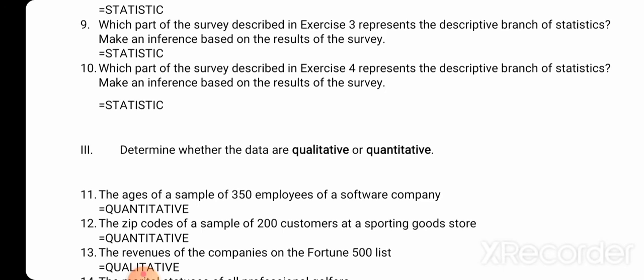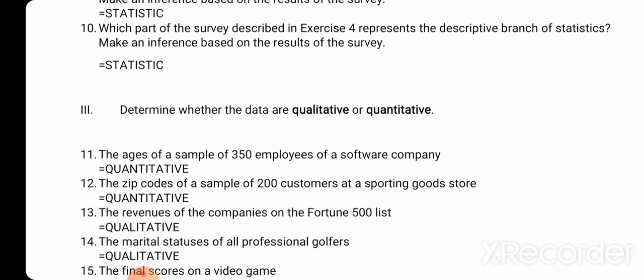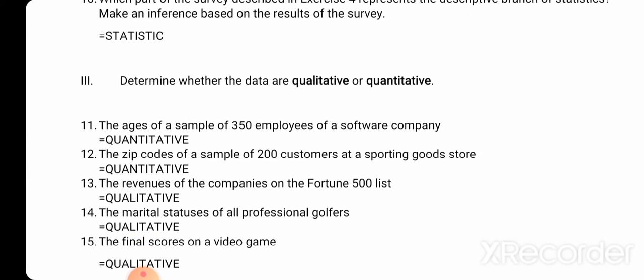On page 3 of this exercise, we determine whether the data are qualitative or quantitative. Qualitative data consists of attributes, labels, or non-numerical entries, so it defines the quality of the data. Quantitative data consists of numerical measurements or counts, so it contains numerical values of measurements of the data set. The first item: the ages of a sample of 350 employees of a software company.